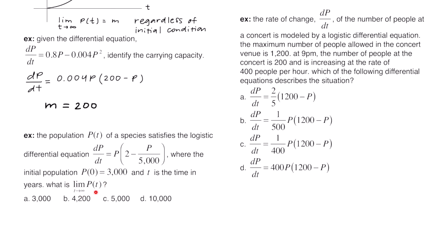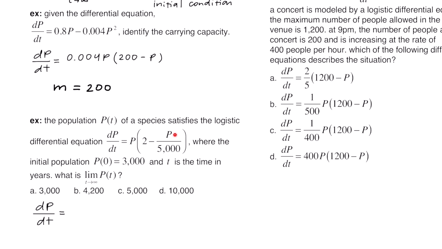So in order to answer this, we just need to know the carrying capacity. To do so, we want to get this in the form of kP times the quantity M minus P, and then we can identify the M. Right now, this P is being divided by 5,000. So we want to factor out 1 over 5,000 and bring that to the front. I pulled 1 over 5,000 to the front. We still have P right here, and that would leave this as minus P.